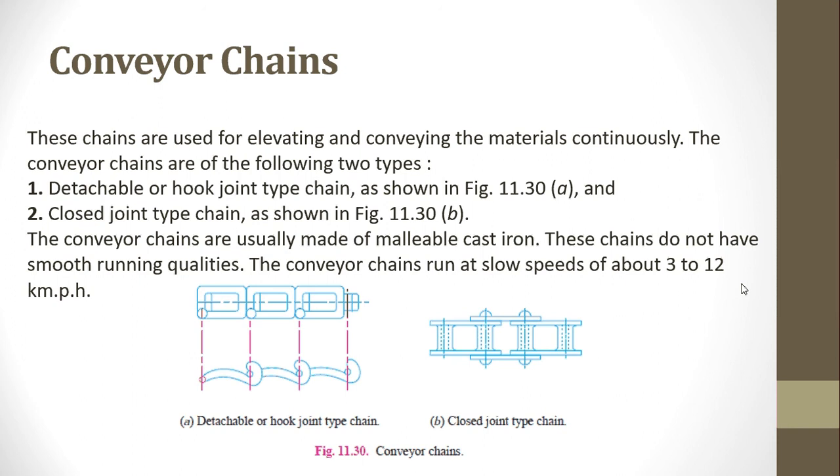Now, as you can see from the word conveyor, these types of chains are used for conveying loads or materials. It has two types. One is the hook type and the other one is the closed joint type chain, both shown over here. They are made of cast iron and these chains do not have smooth running qualities.